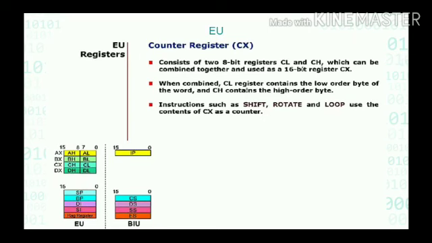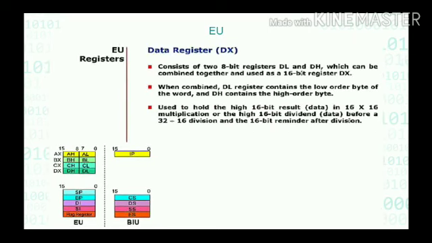Data register. It consists of two 8-bit registers DL and DH, which can be combined together and used as a 16-bit register DX. When combined, the DL register contains the low order byte of the word and DH contains the high order byte. It is used to hold the high 16-bit value in 16 by 16 multiplication, or the high 16-bit dividend before 32 divided by 16 divisions, and the 16-bit remainder after division.